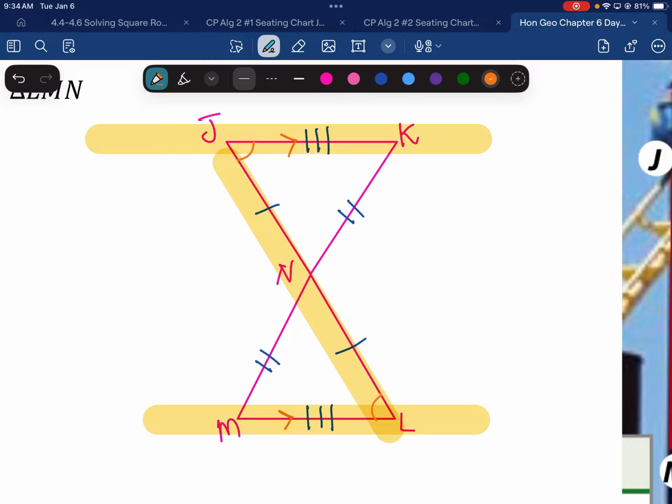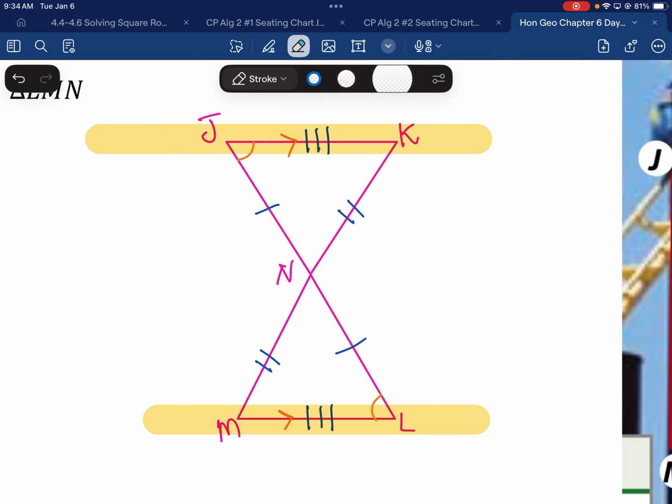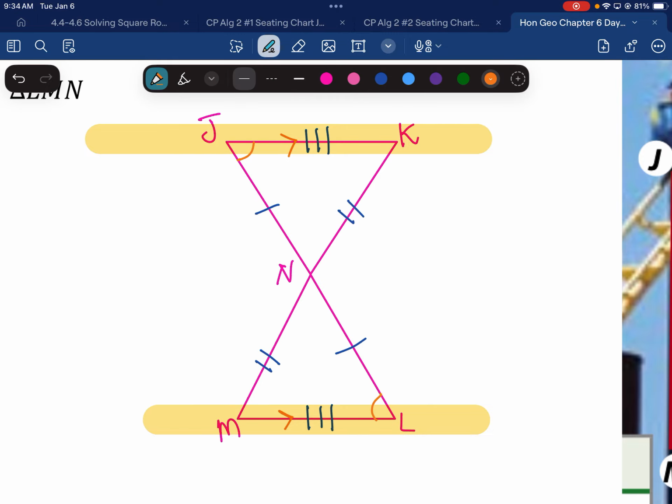Now, I'm going to erase my highlighting for the transversal, and I'm going to change it. Because guess what? This, hang on, highlighter, blue. This is also a transversal. So what other pair of alternate interior angles would be congruent? Not angle J and angle L now, but Tessa? There you go.